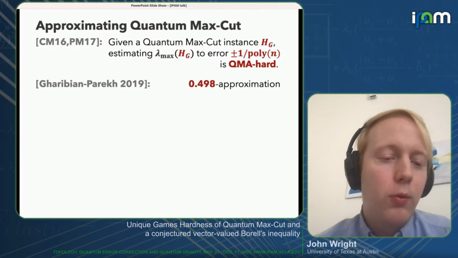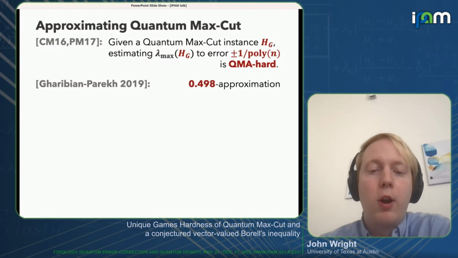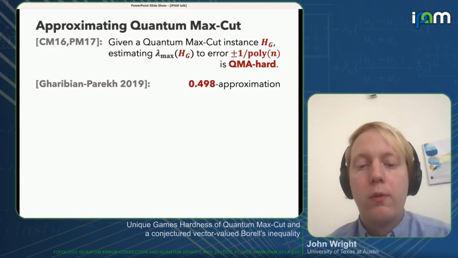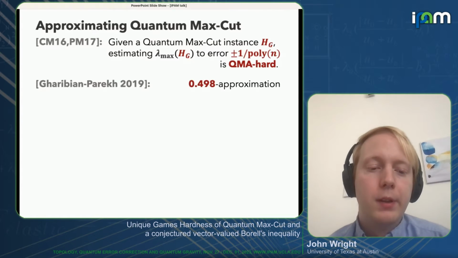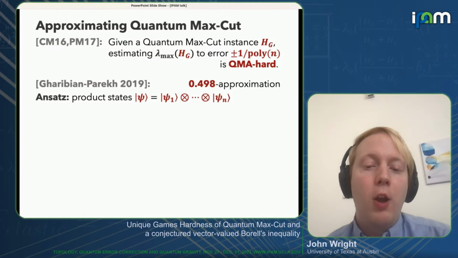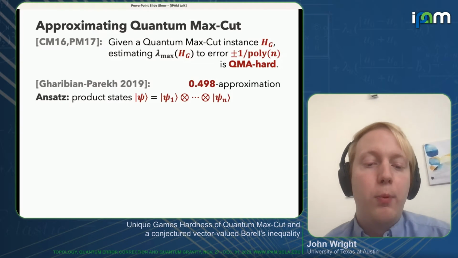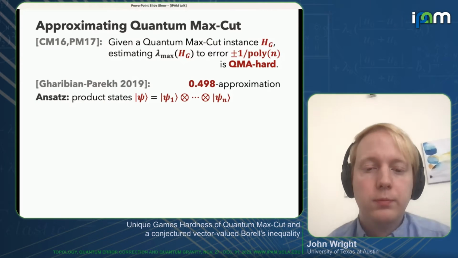This area was really kicked off by the work of Gharibian and Parekh in 2019, where they gave an approximation algorithm that achieved a 0.498 approximation, so almost a half approximation. The ansatz that they used was product states. Their algorithm took an H_G and would always output a product state of hopefully as good a value as possible.